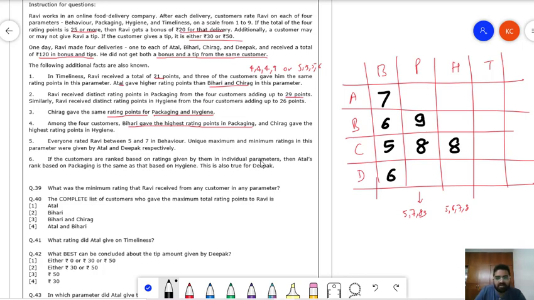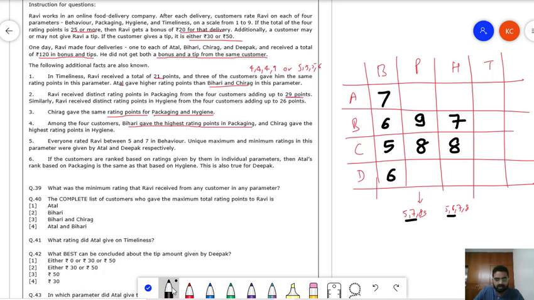If we rank customers based on individual parameter, Atal's rank on packaging is same as that of hygiene. So either he has given 5, 5, or maybe 7, 6. So this number we can definitely say is 7, na? Kyunki dono ke case mein lower number hi aa sakte hain. So either these are 5, 5 or 7, 6. Okay. Now this is all. That's it. We don't have much information.